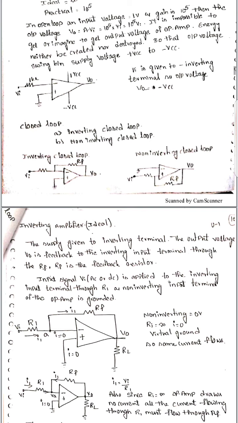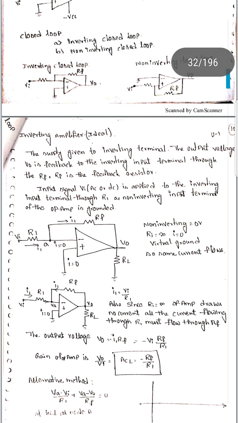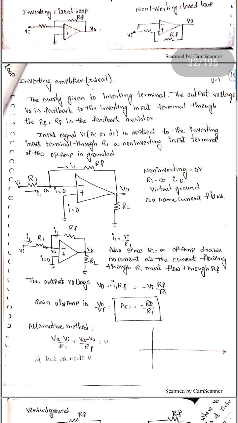Then closed loop gain. In the closed loop operational amplifier, we have two types: inverting closed loop and non-inverting closed loop. First of all, we are going with the inverting closed loop. In the inverting closed loop, we are giving the input to the inverting terminal. Then in the non-inverting closed loop, we are giving the input to the non-inverting terminal. Then the inverting amplifier. First of all, we are going to the inverting amplifier.